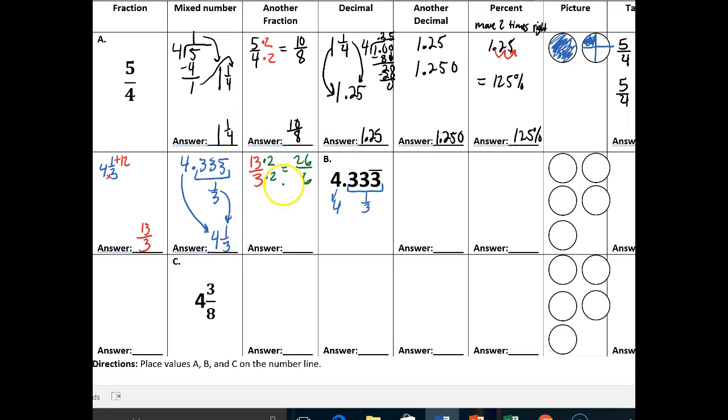You say, wait, you multiply by 2, it should be bigger. No, because I can simplify this down. These are still equivalent fractions, right? I increase the numerator, but I also increase the denominator by the same thing. So the fraction stays the same part of a whole, right?